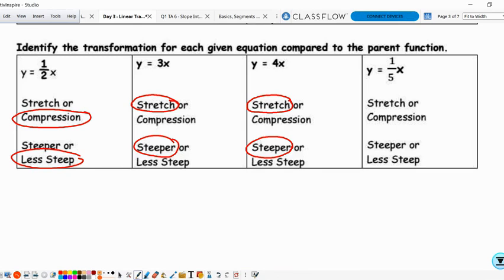Our last example, y equals 1/5 x. 1/5 is less than 1. It's in between 0 and 1, so that's a compression, and we're becoming less steep.